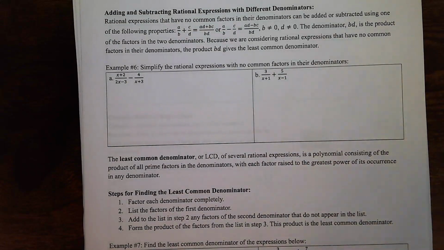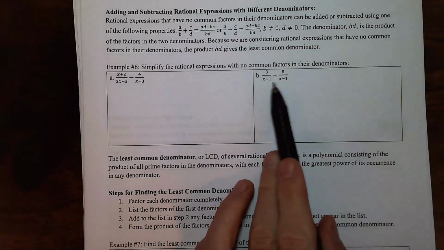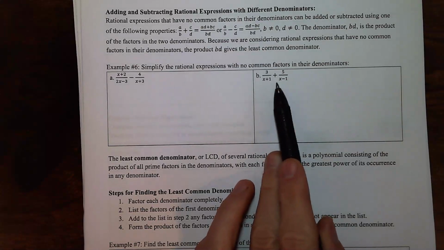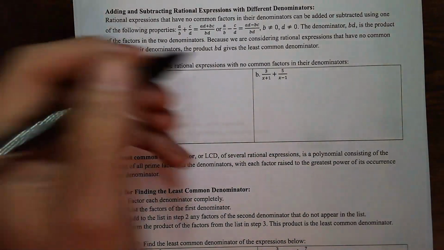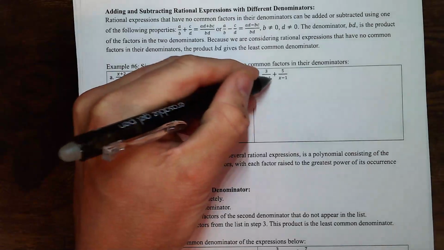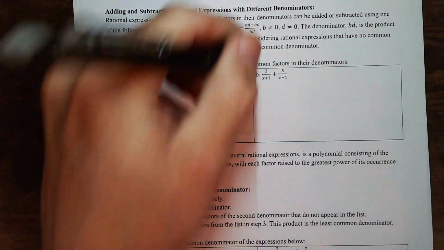All right, so in the previous example, we were adding and subtracting rational expressions where they have the same denominator. What happens when they have different denominators? There's a few ways you can go about it, but you've got to get a common denominator. One of the things you could do is multiply one of the denominators by what the other denominator is. Okay, what do I mean by that?